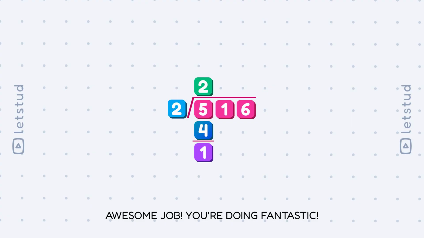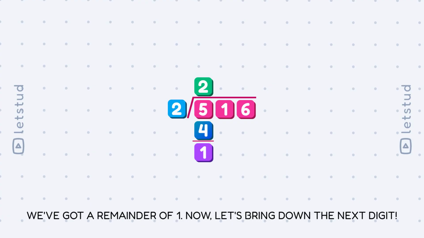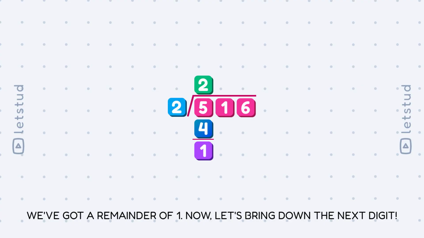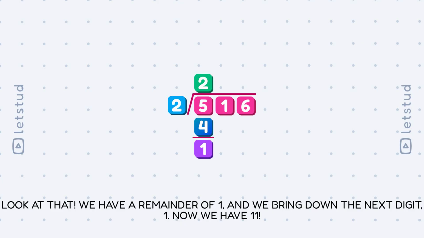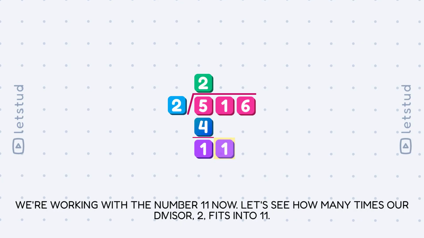Awesome job, you're doing fantastic. We've got a remainder of 1. Now let's bring down the next digit. Look at that, we have a remainder of 1 and we bring down the next digit, 1. Now we have 11. We're working with the number 11 now.